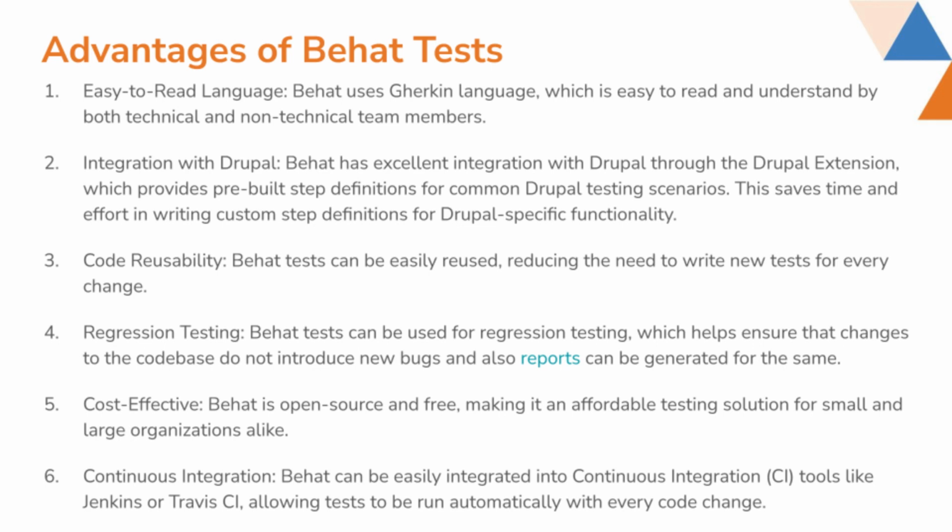And lastly, we have continuous integration. So Behat can be easily integrated with CI tools like Jenkins and Travis CI, allowing tests to be run automatically with every code change. So now, as we have discussed the advantages of Behat, but with every tool, as you know, there are drawbacks, and Behat has its drawbacks as well. So we'll get into that.